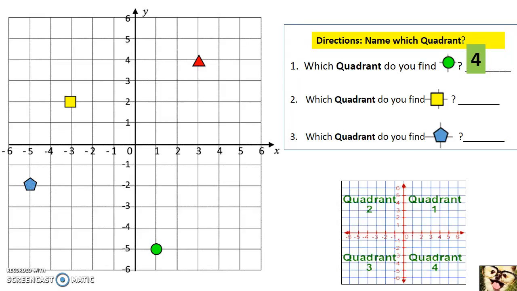Now it's your turn. In which quadrant would you find the yellow square? The yellow square. Now in which quadrant would you find the blue shape? Very nice job.